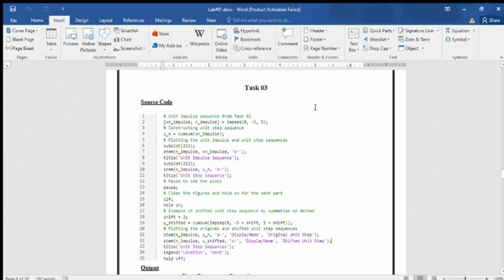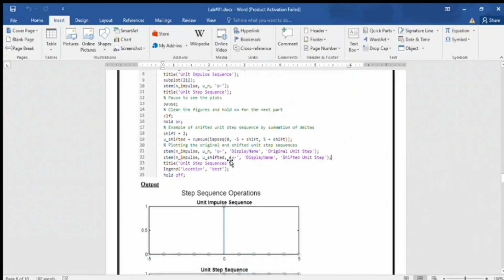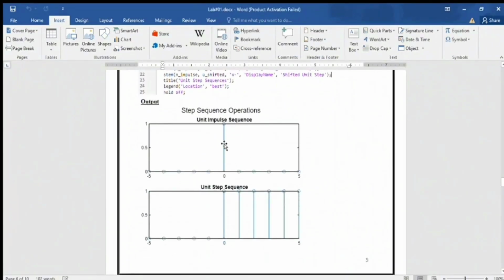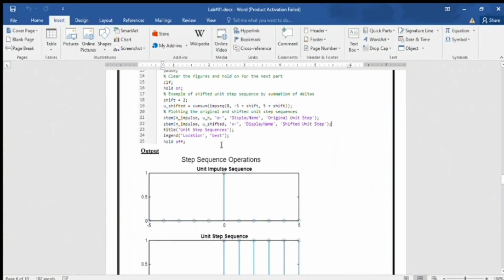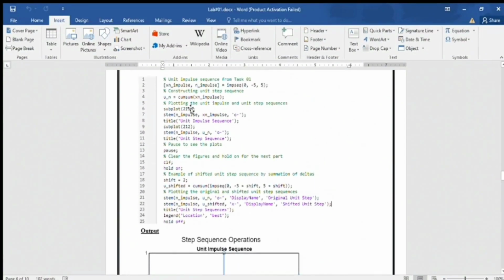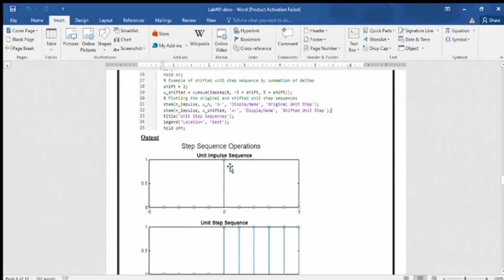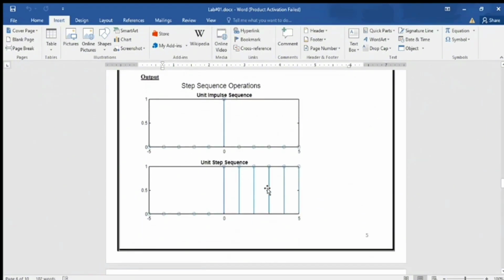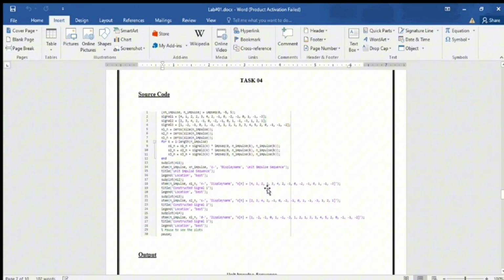Moving on to task 3. In this task we are going to use the impulse sequence function which we already created in task 1. We have given the signal here, sigma k from 0 to infinity, of impulse n minus k. When we give that input to the function we created earlier, we have that kind of output. First we have seen its impulse sequence, then we use the sum command to get its step sequence, so we have that step sequence.